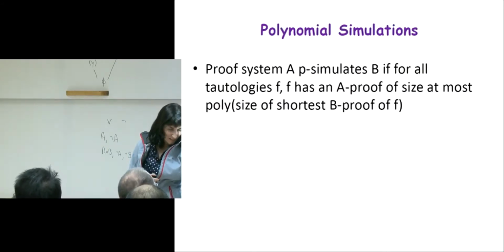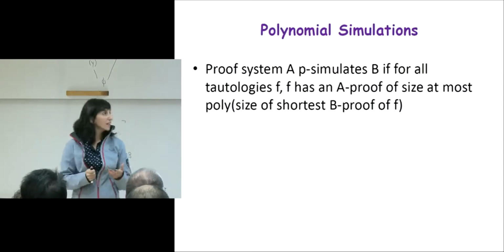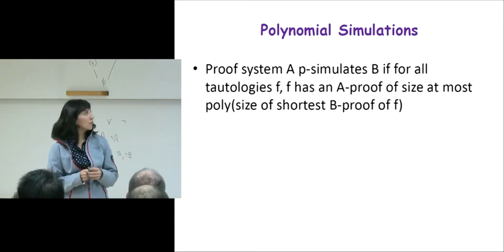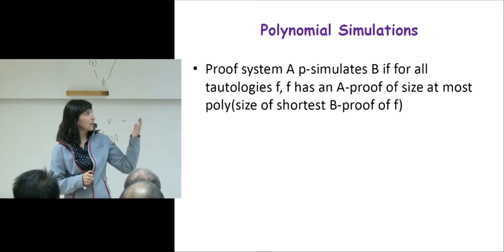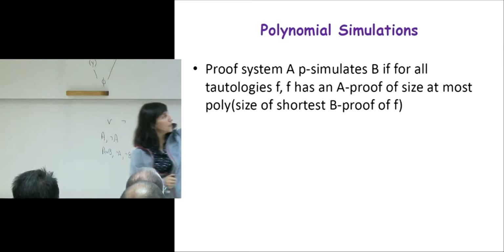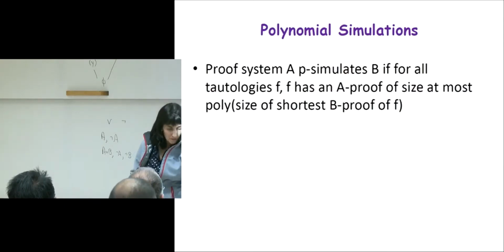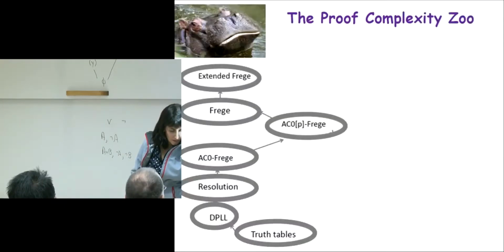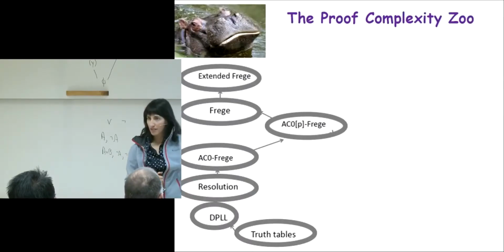So I'm going to skip the sequent calculus. And like I mentioned before, the way you compare two proof systems is this notion of simulating. A system A polynomially simulates B if anytime you have a B proof of a certain size, then you also have an A proof of size that's not much larger. Okay? Those are the proof systems that I've talked about so far.